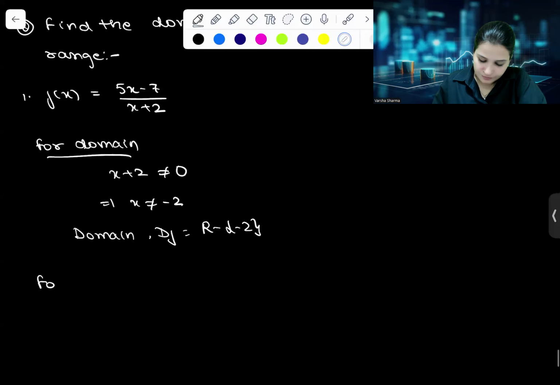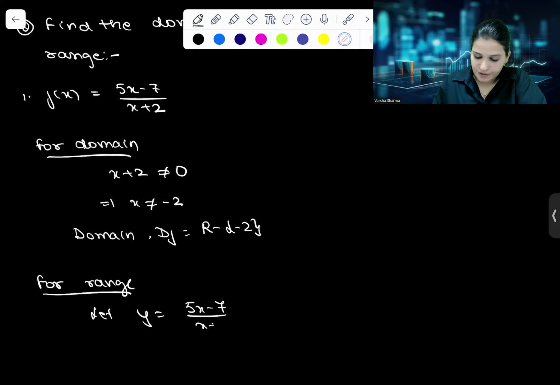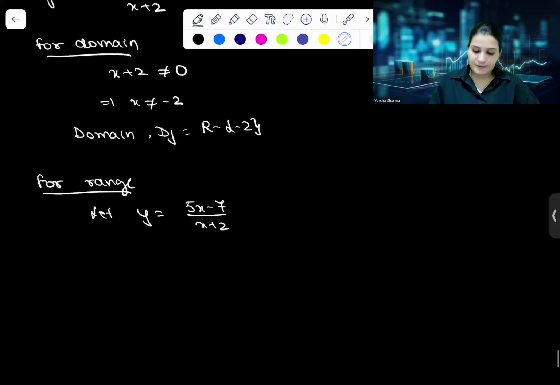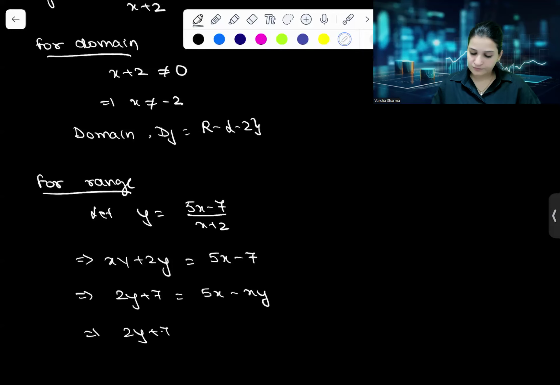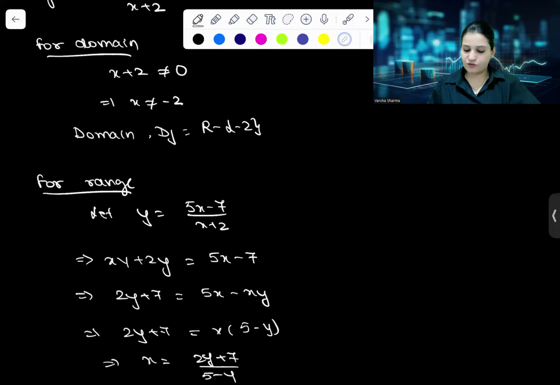Now for range, let y equal 5x minus 7 upon x plus 2. We need to separate x. xy plus 2y equal 5x minus 7. 2y plus 7 equal 5x minus xy. Taking x common, so x is 2y plus 7 upon 5 minus y.